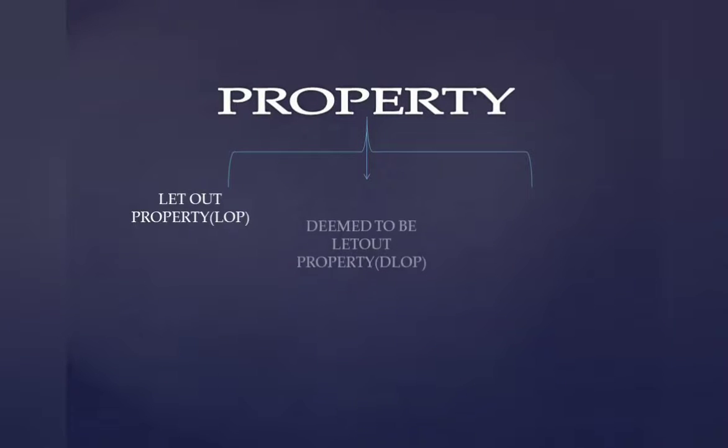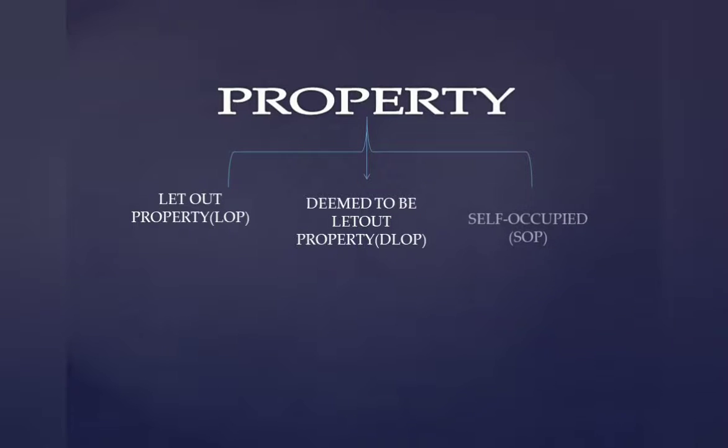Now, property can be classified in three: let out property, deemed to be let out property, and self occupied property. Let out property means a property which is given on rent. Self occupied property means where we are staying along with the family. And deemed to be let out property is the one which is not given on rent. Only one house property can be treated as self occupied property, and if a second property is not let out, then it will be deemed to be a let out property.